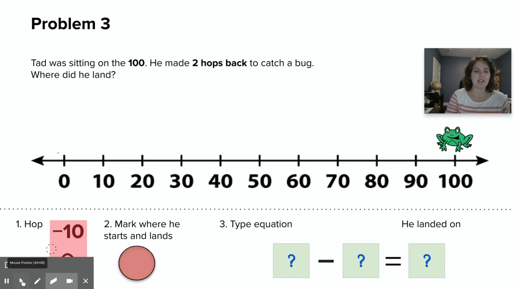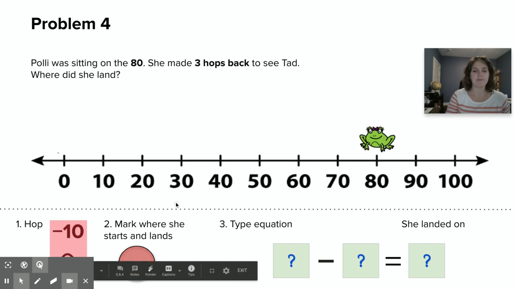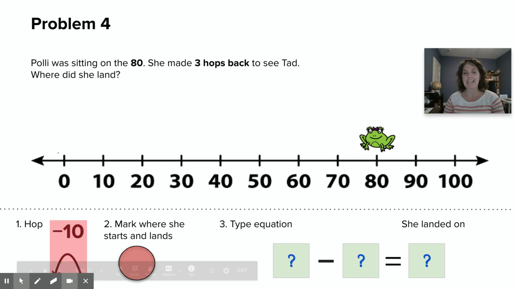All right, let's take a look at our next one. There's Polly. It says Polly was sitting on 80. She made 3 hops back to see Tad. So where did she land? So on your board, we're going to write that subtraction equation. She's starting at 80. She makes 3 hops back to see Tad. Where did she land?